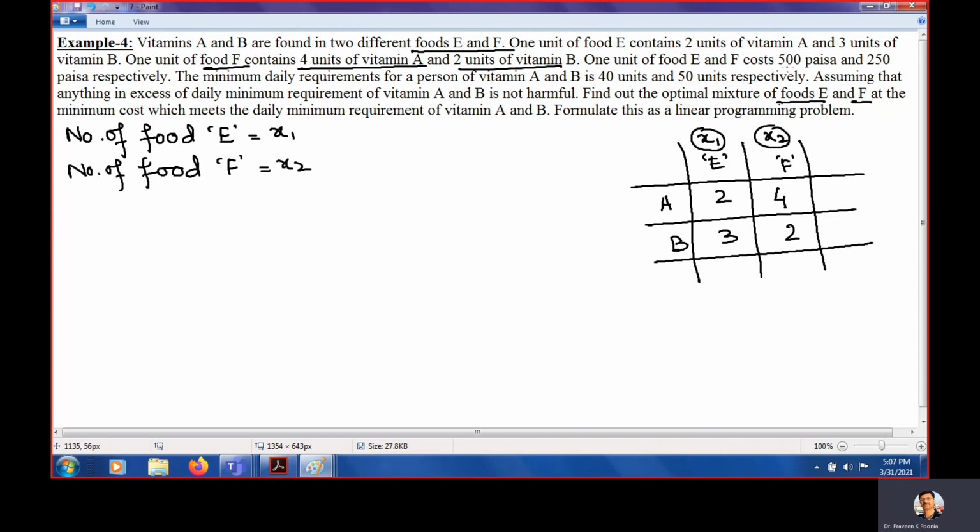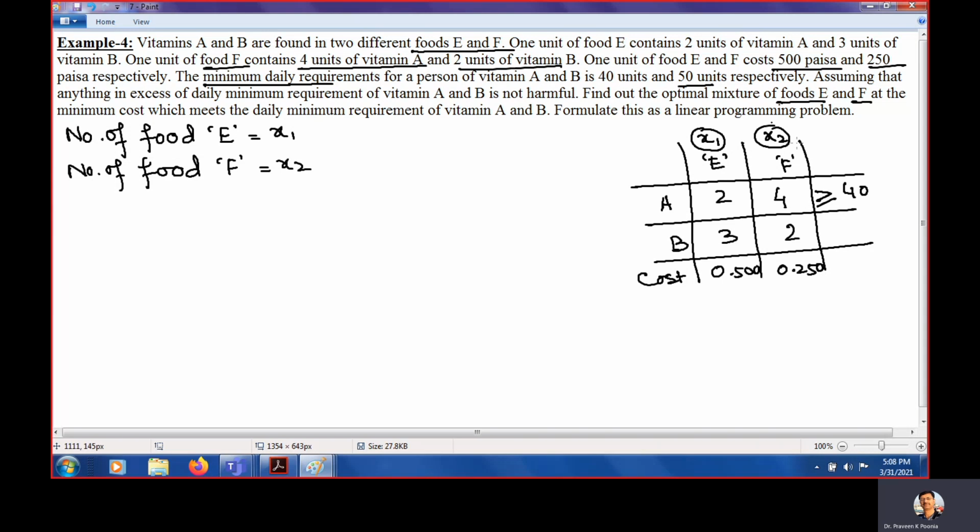1 unit of food costs 500 paisa. So we change it into real, 0.500, and 250 paisa for the other food. So it is 0.250. Clear? The minimum daily requirement for a person for vitamin A is 40 units. This is the minimum requirement. Minimum daily requirement. It is not maximum, it is minimum. Minimum means now it will be greater than 40.